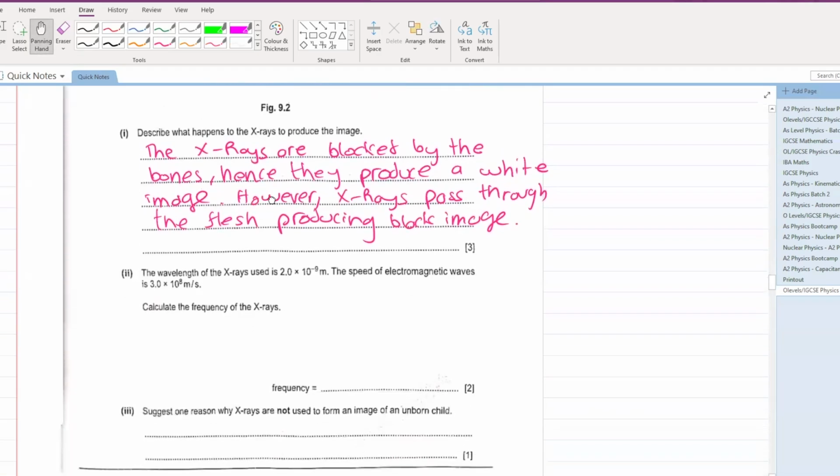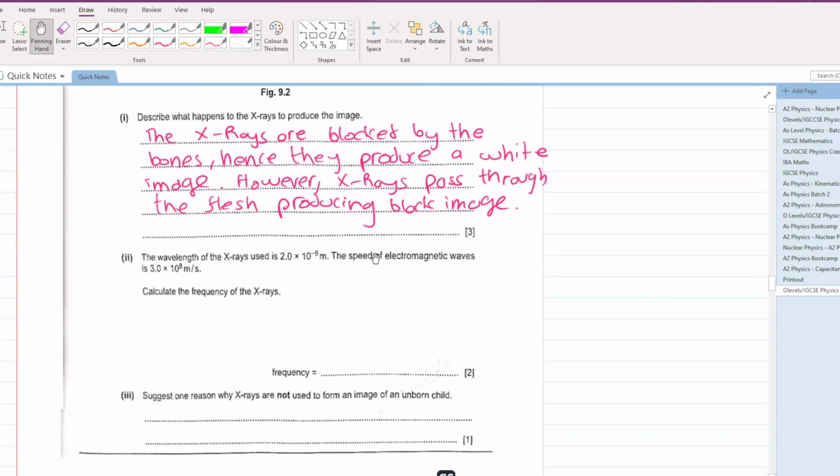Let's further move ahead. The wavelength of the X-ray is this, the speed of the electromagnetic wave is this. You have to calculate frequency. Just apply v equals f lambda. We have done this so many times, so I'm skipping this part. Suggest one reason why X-rays are not used to form an image of an unborn child. Because X-rays can cause cancer.